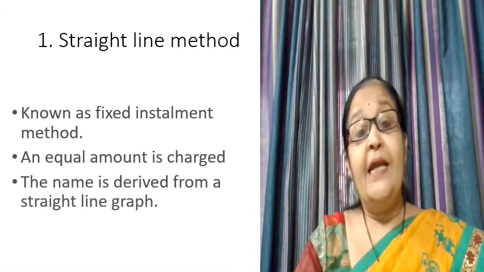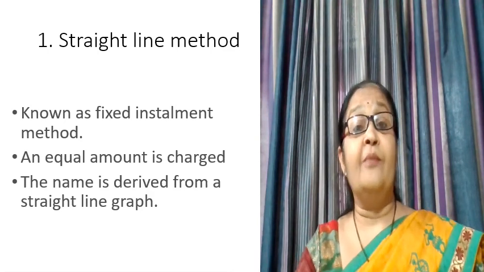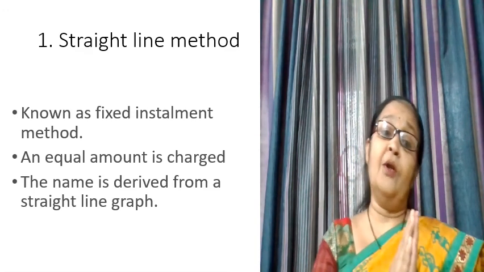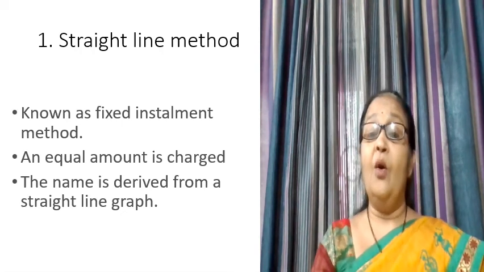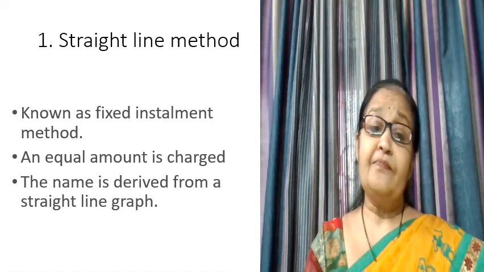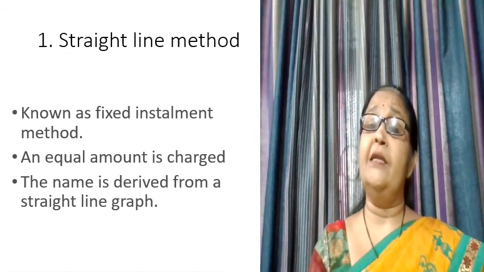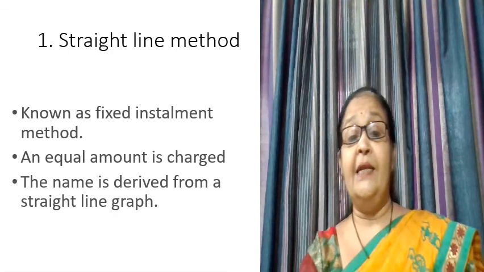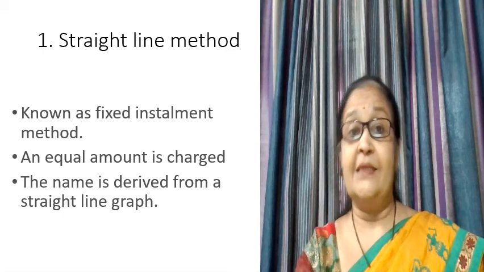So, this method derives its name from the word straight line or straight. It is derived from the straight line graph. This graph is obtained after plotting an equal amount of depreciation for each accounting period over the useful life of that particular asset. Thus, the amount of depreciation is calculated by simply dividing the difference of original cost or the book value of the asset and the salvage value by the useful life of the asset.